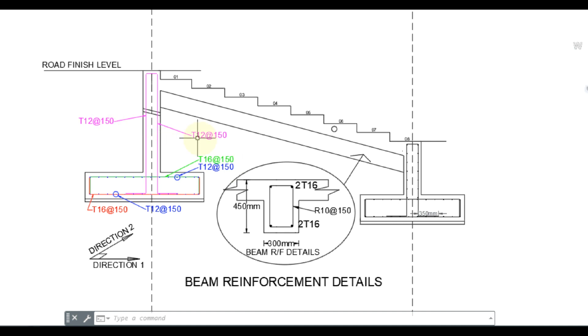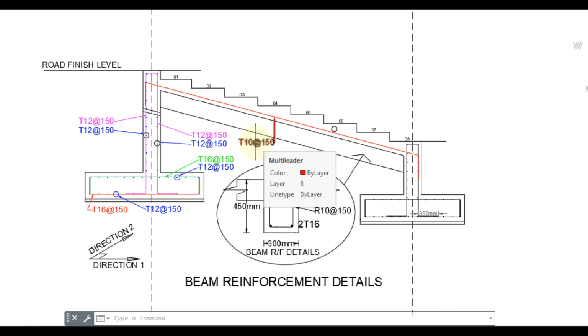Retaining wall portion main reinforcement is 12 mm diameter bar, spacing 150 mm center to center. Retaining wall portion distribution reinforcement is 12 mm diameter bar, spacing 150 mm center to center.